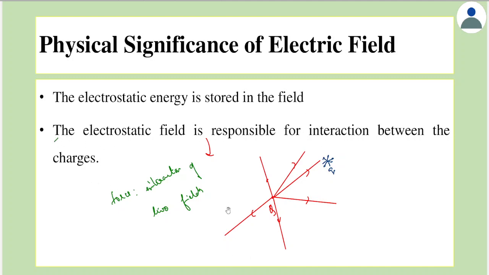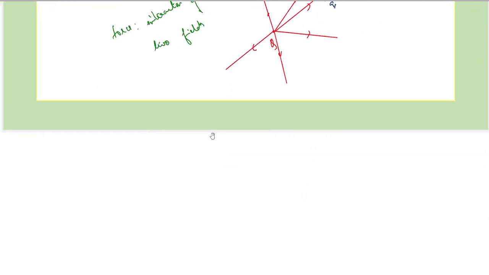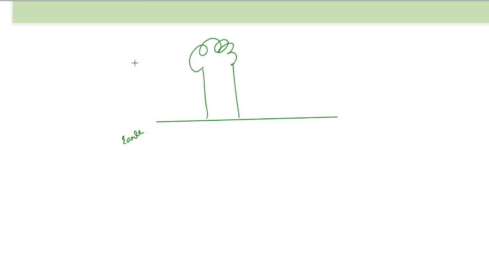The first point says the energy is stored in the field. To make more sense out of it, let us think of an analog of this. Let us think of an example of Earth's surface. We'll call this Earth's surface, and somewhere here think of a tree, and a fruit hanging from the tree. Let the height of this fruit be h from the reference point, the Earth's surface. Let its mass be m.